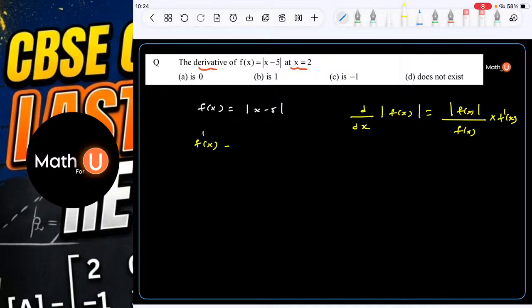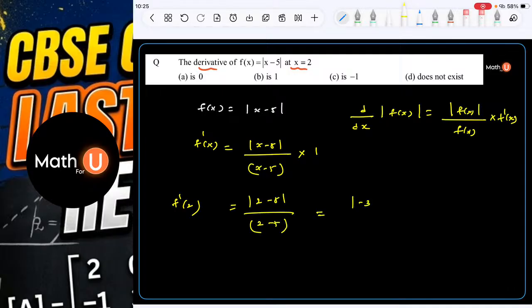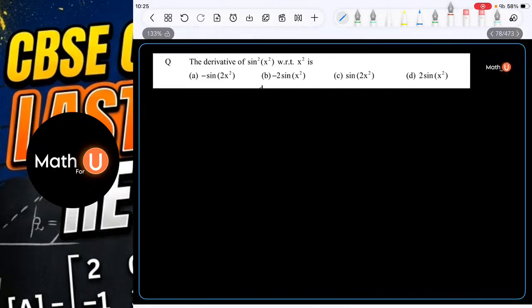Finally, f dash of x is the differentiation of mod of x minus 5 by x minus 5, into the differentiation of x minus 5, which is 1. We are checking at 2, right? F dash of 2: mod of 2 minus 5 by 2 minus 5 is equal to mod of minus 3 by minus 3. Inside the mod, if you take any value we always get positive. 3 by minus 3, the 3s cancel, we get minus 1. That means C is the correct answer. Okay, we move to the next question.